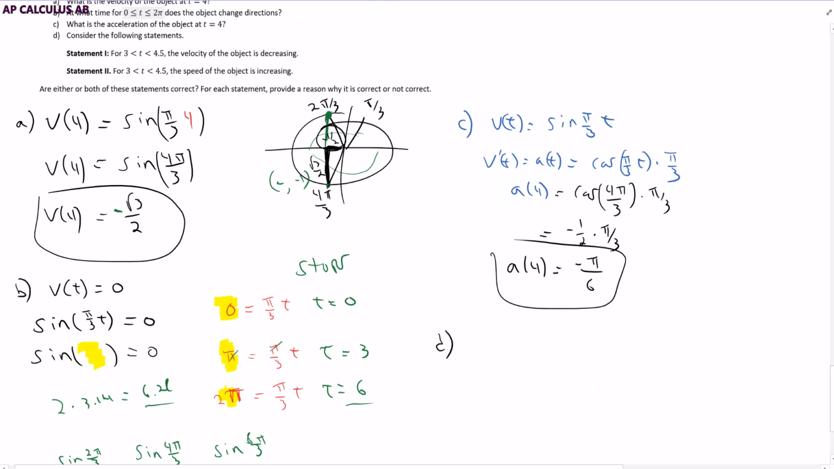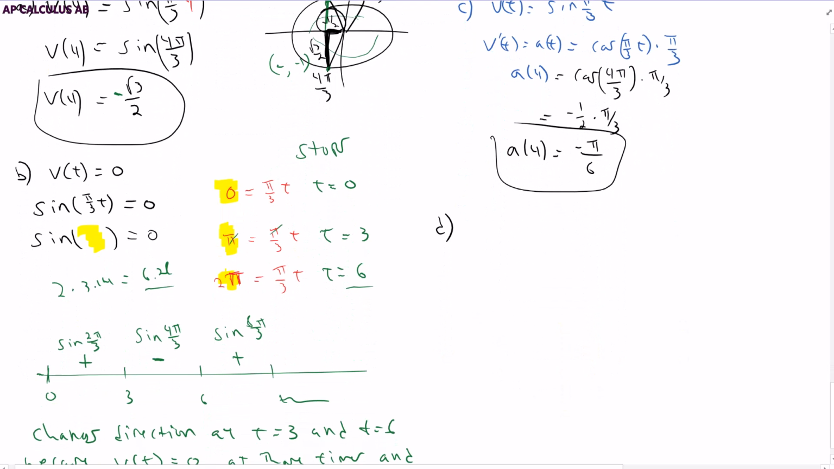And then lastly, consider the following statements. For times between 3 and 4.5, the velocity of the object is decreasing, and for times 3 to 4.5, the speed of the object is increasing. All right, so for times 3 to 4.5, we already did this down here.